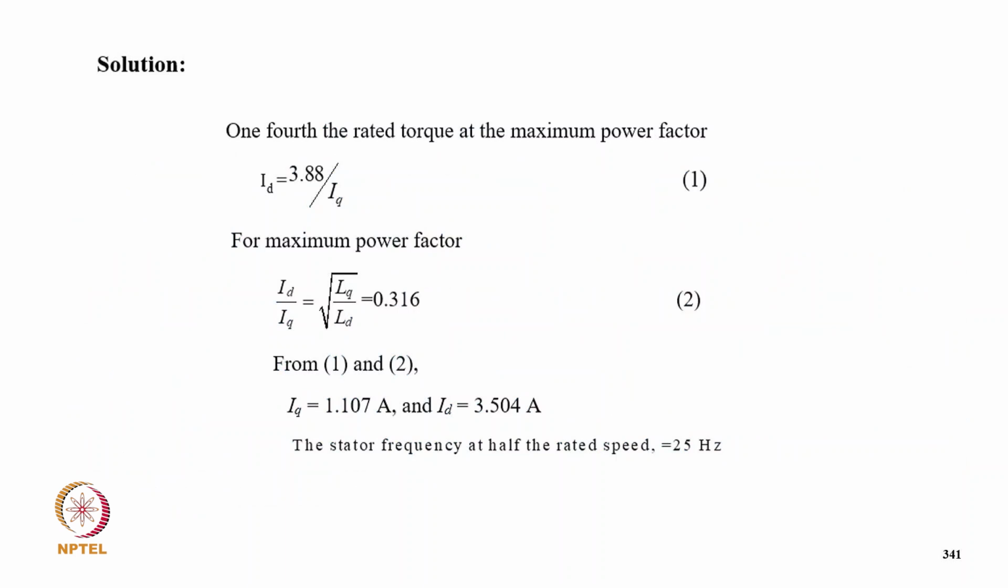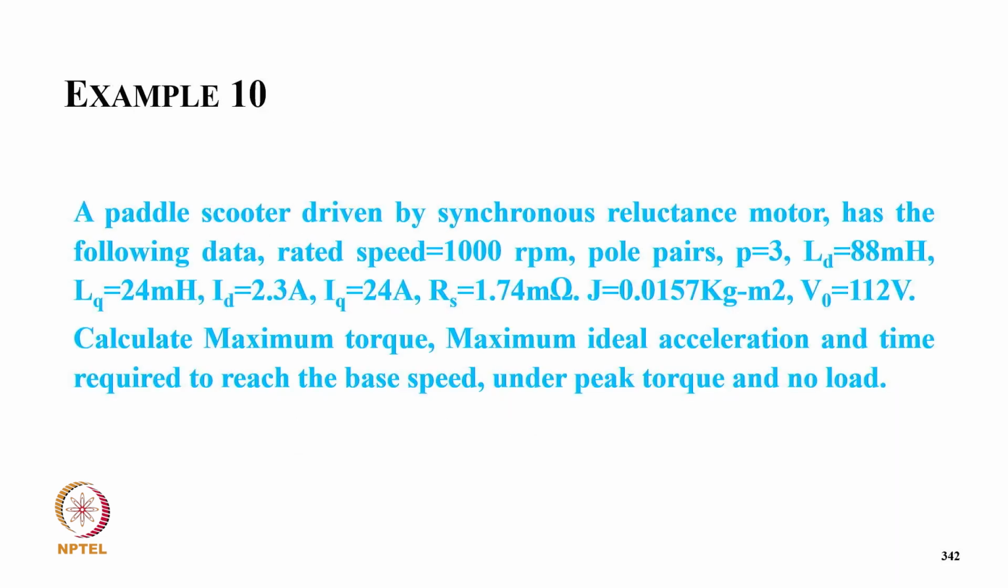So coming to the solution: at 1/4 of the rated torque, ID times IQ is 3.88. For maximum power factor, ID upon IQ is under root of LQ upon LD, that is 0.3, and from this IQ equal to 1.107 and ID equal to 3.505. The stator frequency at half the rated speed is 25 Hz.